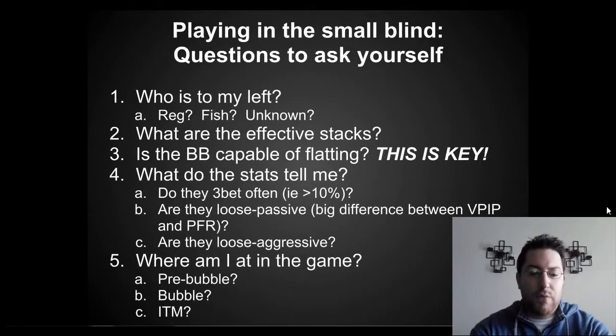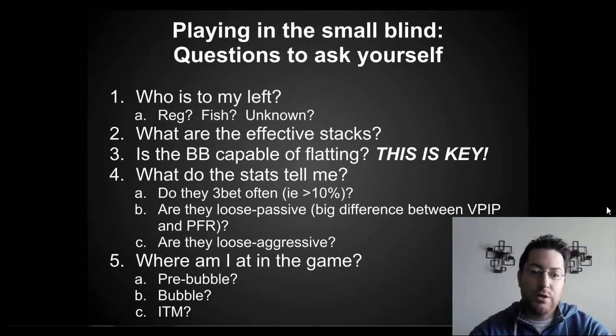So, when you're in the small blind, what I want you to stop doing is clicking the auto fold button, because that means you're just not giving yourself a chance. As I said, there's more to just pushing or folding. There's more than just your cards. We want to exploit the players.